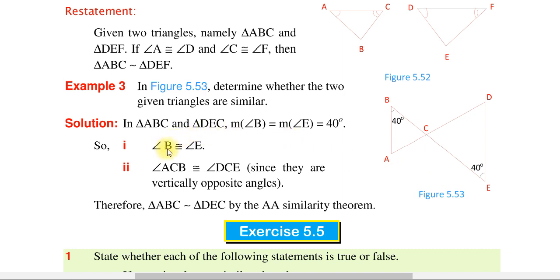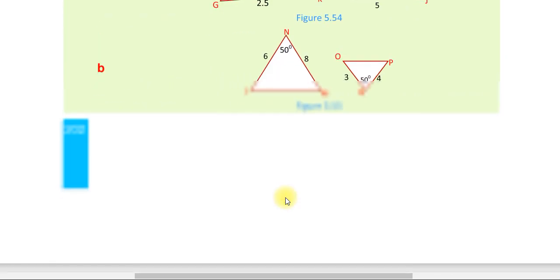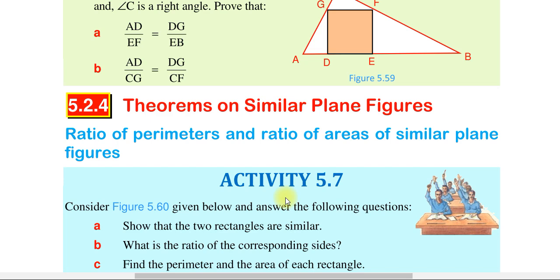So the measure of angle B and the measure of angle E are equal, and angle ACB is congruent with angle DCE. Look, angle DCE and angle BCA are similar because they are vertically opposite angles. Now, since these are vertically opposite angles, this angle and this angle are equal. So by the angle similarity theorem, we conclude that triangle ABC is similar with triangle DEC.